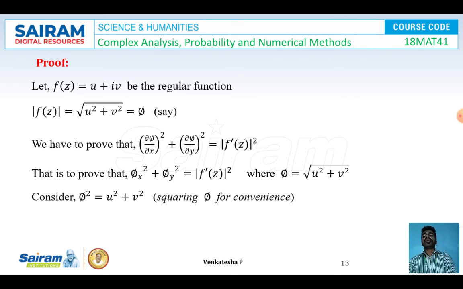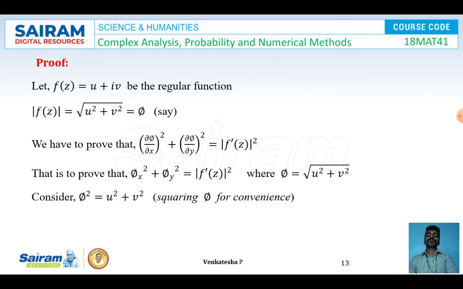So now I'm taking f of z is equal to u plus iv. For this function, I'm going to apply mod on both sides. So if I apply mod on both sides, I'll get mod f of z is equal to mod of u plus iv, or mod f of z is equal to square root of u square plus v square. I'll be treating this function as pi. So actually we need to prove that dou pi by dou x whole square plus dou pi by dou y whole square is equal to mod f dash of z whole square. Since I'm treating pi as mod f of z here, I can make use of this equation.